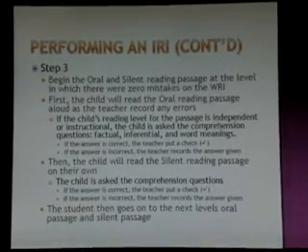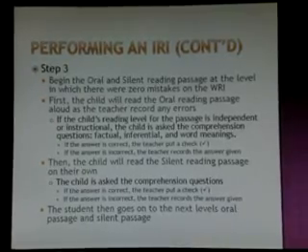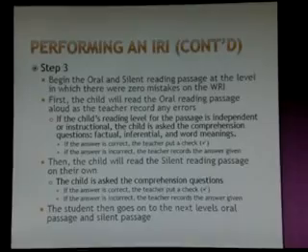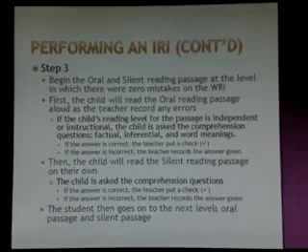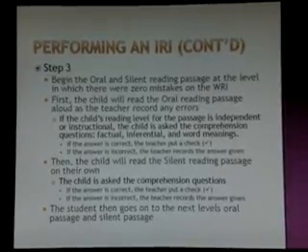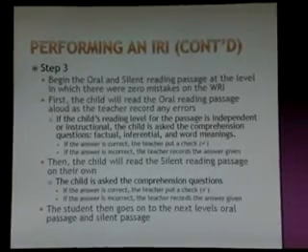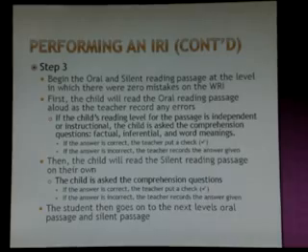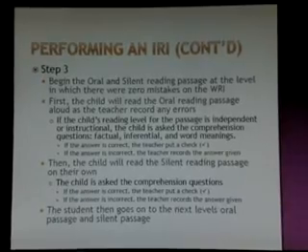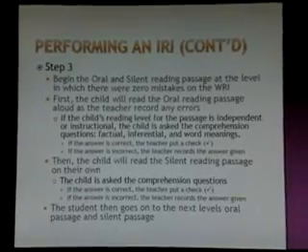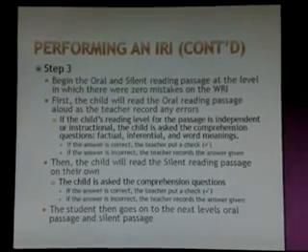Next, after the WRI is completed, the child will begin the oral and silent reading passage section. The child will begin at the level where they had 0 mistakes on the WRI. The child will start reading the oral passage out loud as the teacher records any errors made. If the child's reading level for the passage is independent or instructional, the child is asked the comprehension questions. They may be factual, inferential, or word meaning. Sometimes there are evaluative questions, but not always.